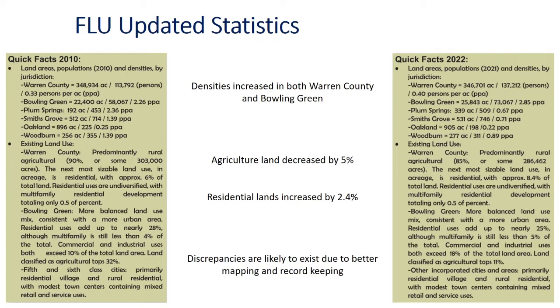Again, most of that agricultural land is taken by the residential. And then one thing we want to mention is that discrepancies are likely to exist by a couple percentage points, just because we have better mapping records, more accurate data now than we did in 2010.